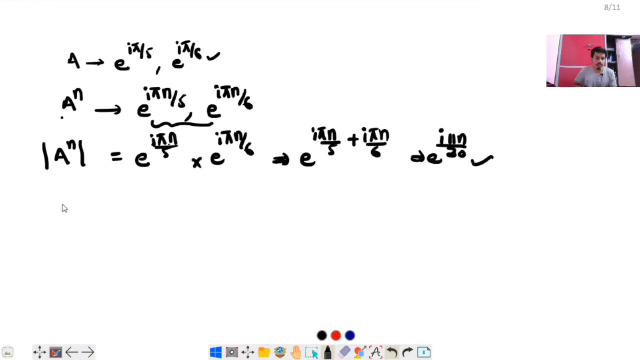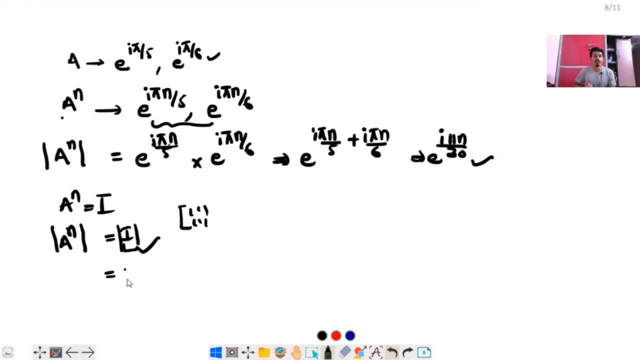Already you know A power n is equal to I. Now you will find the det of A power n, and on the right side det of I. I is the unity matrix. Det of this unity matrix you get 1. So det of A power n is equal to unity.